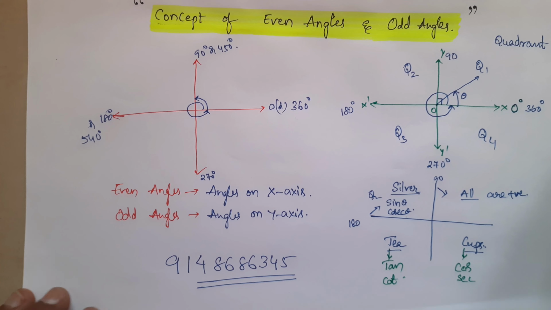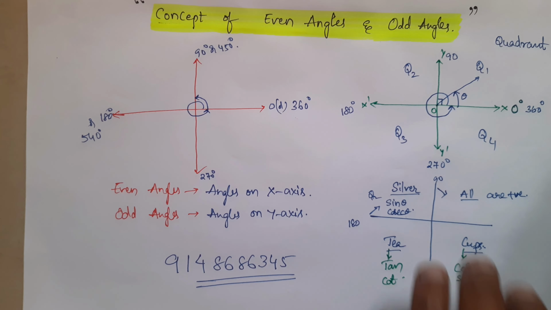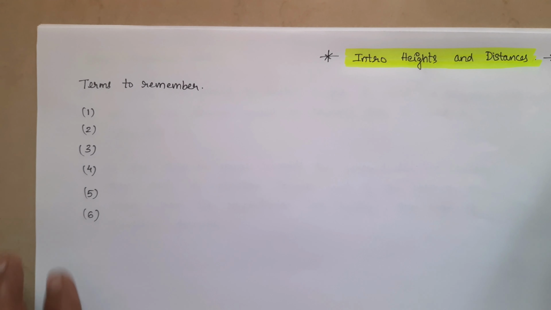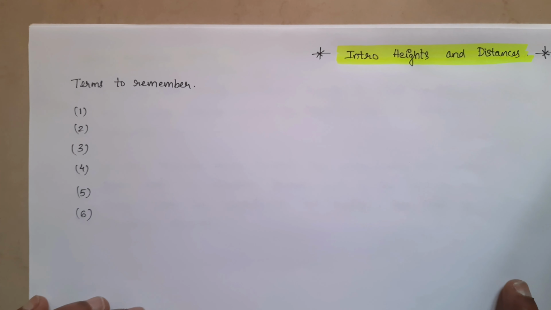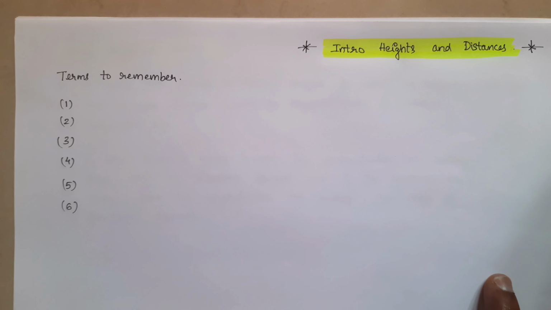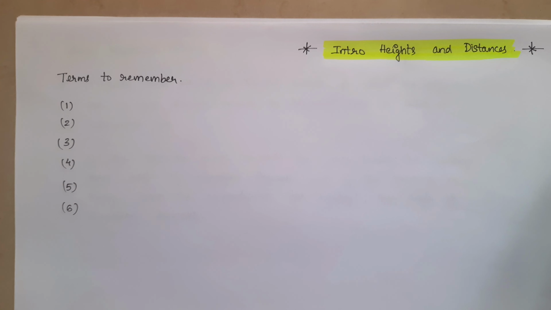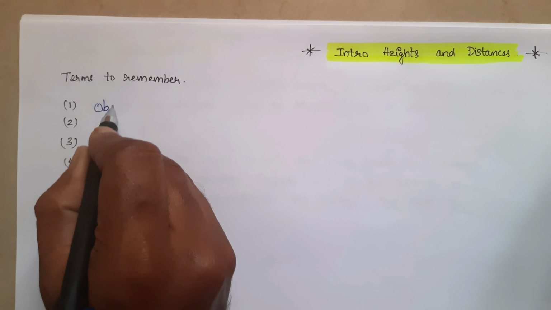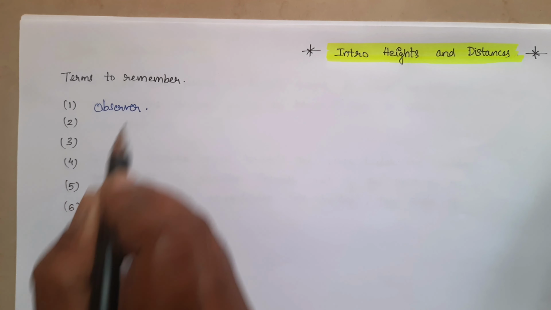Okay, so next, coming to the last and final, very important topic for you, that is introduction to heights and distances. See guys, in heights and distances you need to remember these 6 points which I will write now. The first of those points is observer and object.